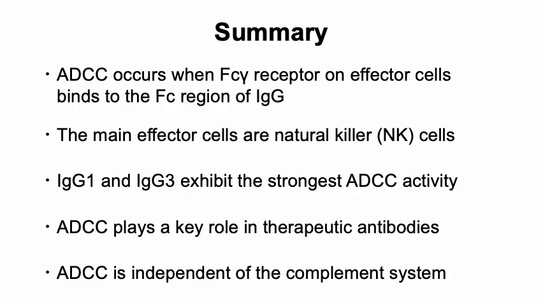Finally, I would like to summarize our presentation. ADCC occurs when the Fc gamma receptor on effector cells binds to the Fc region of IgG antibodies. The main effector cells are NK cells. IgG1 and IgG3 types show the strongest activity. This mechanism plays a key role in therapeutic antibodies for cancer treatment.